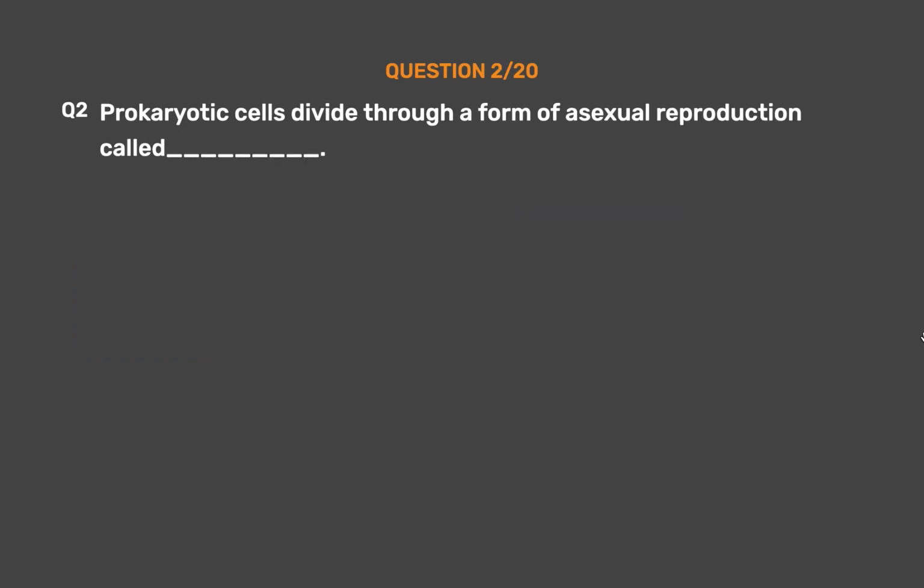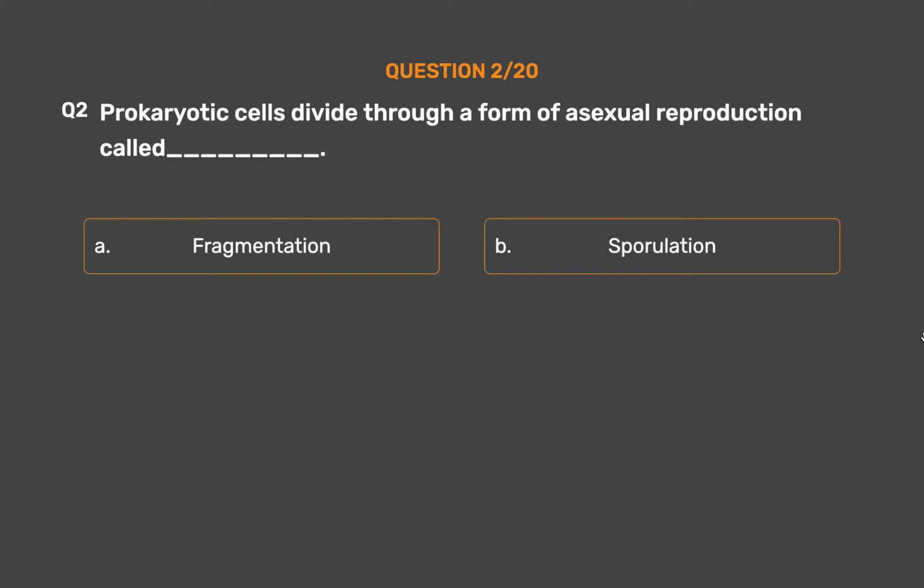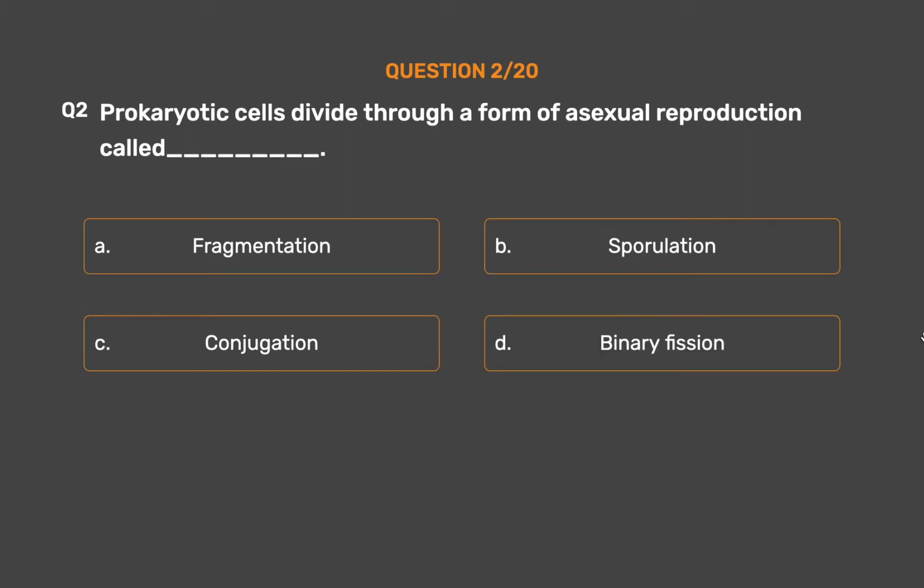Question number 2. Prokaryotic cells divide through a form of asexual reproduction called underscore. Option A, fragmentation. Option B, sporulation. Option C, conjugation. Option D, binary fission.